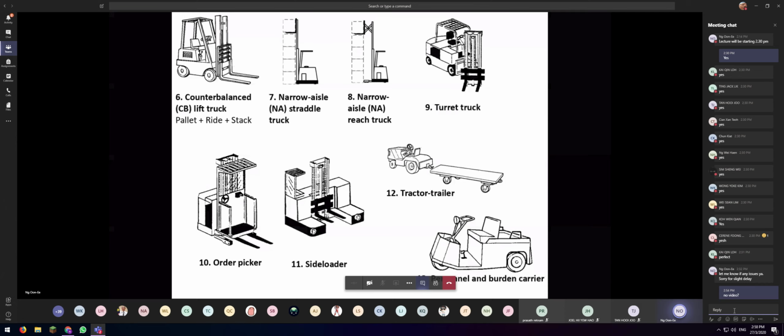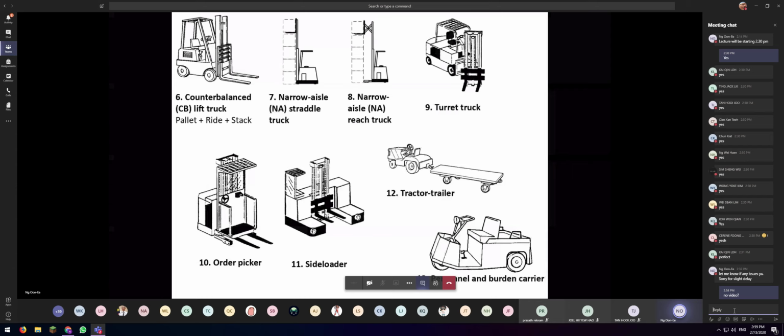You have your narrow aisle straddle as well as reach trucks. Basically, your straddle trucks will have to go all the way up to wherever you are depositing or taking a load from, and your reach trucks normally need to be much heavier because there's a bit more torque on this. But basically, it can extend into the storage or retrieval system or whatever it is. You can have a turret truck where there can be some rotation of the orientation of your load. Your order picker, your side loader, tractor trailers, personnel and burden carriers.